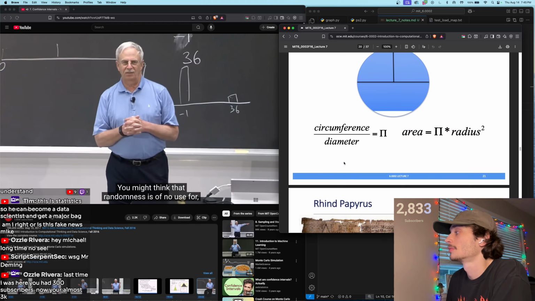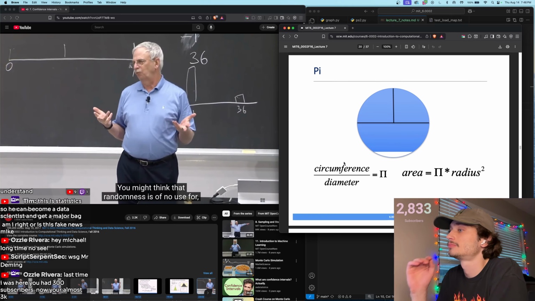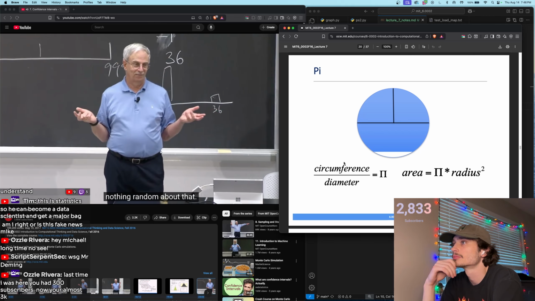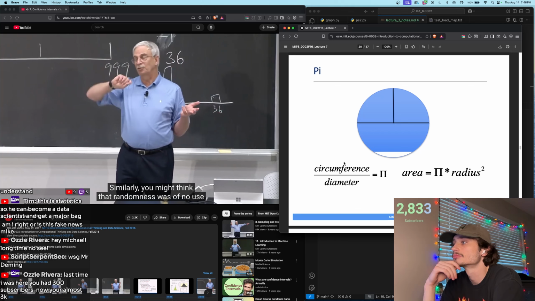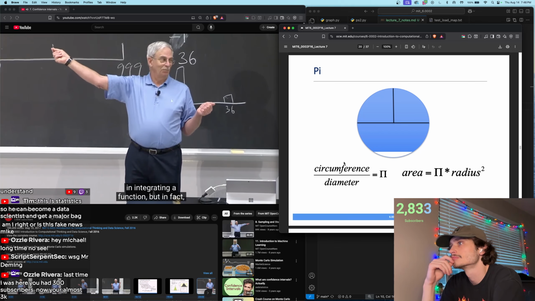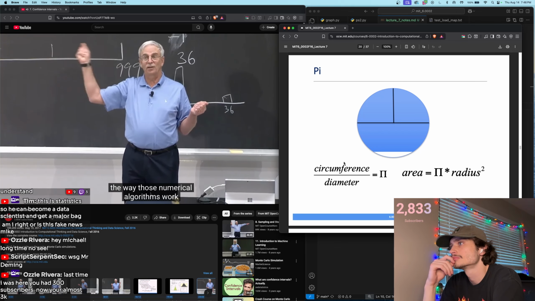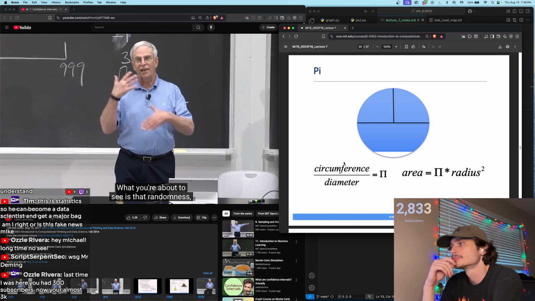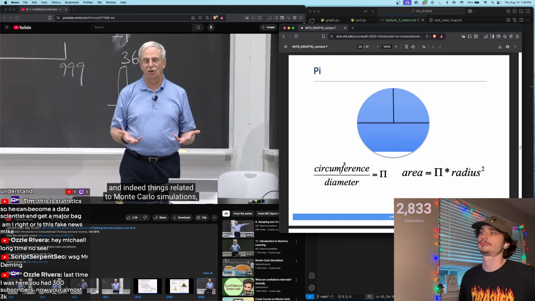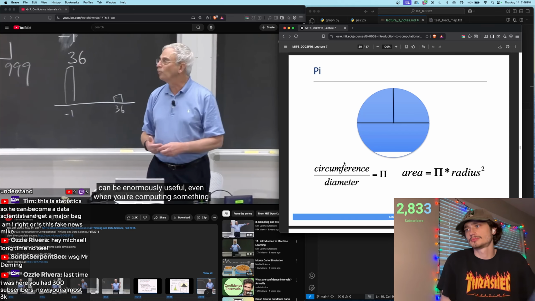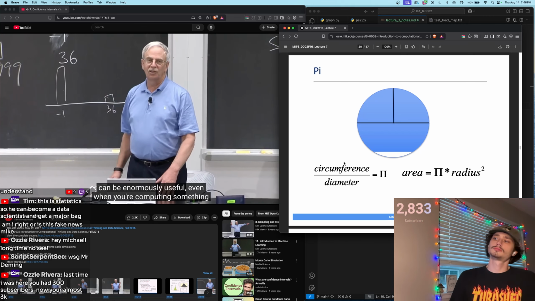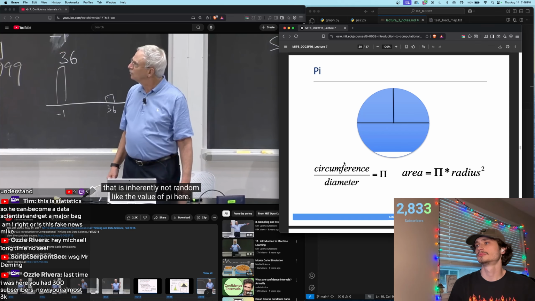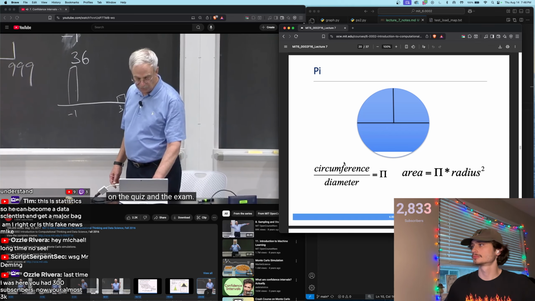You might think that randomness is of no use for, say, finding the value of pi, because there's nothing random about that. Similarly, you might think that randomness was of no use in integrating a function. But in fact, the way those numerical algorithms work is they use randomness. What you're about to see is that randomness, and indeed things related to Monte Carlo simulations, can be enormously useful even when you're computing something that is inherently not random, like the value of pi here. And we won't ask you to remember that many digits on the quiz or the exam.